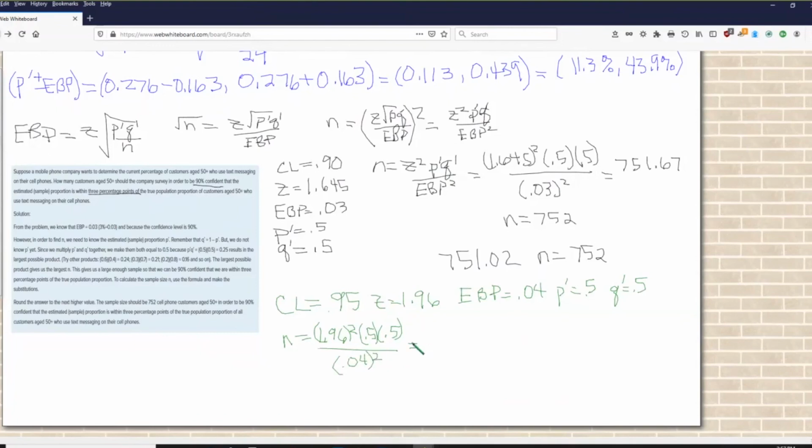Okay, so when you do all that math, what number did you end up with? I'm pulling up my calculator. Yep, no problem. 600.25. Yep, that's what I got. So they'd need 601. Yep, exactly. So we need a sample size of 601 in order to get that 4% margin of error.